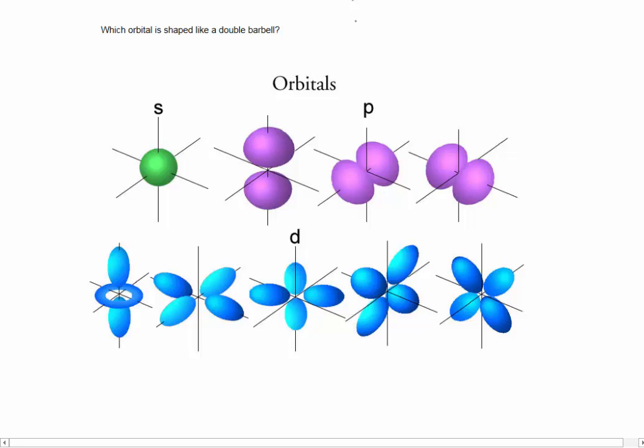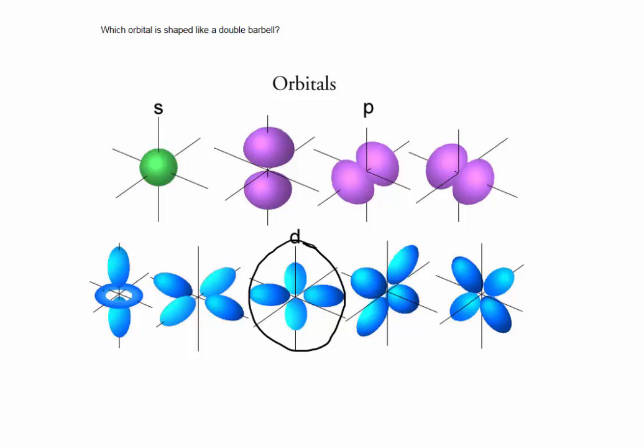Which orbital is shaped like a double barbell? When you're looking at this, it's pretty easy to decipher, but the double barbells are d. It looks like this. Now there is the d that looks like this, but that's the weird one. So if they say double barbell, they mean a d orbital. If they say barbell, then they mean a p orbital. And then of course a sphere is an s orbital.